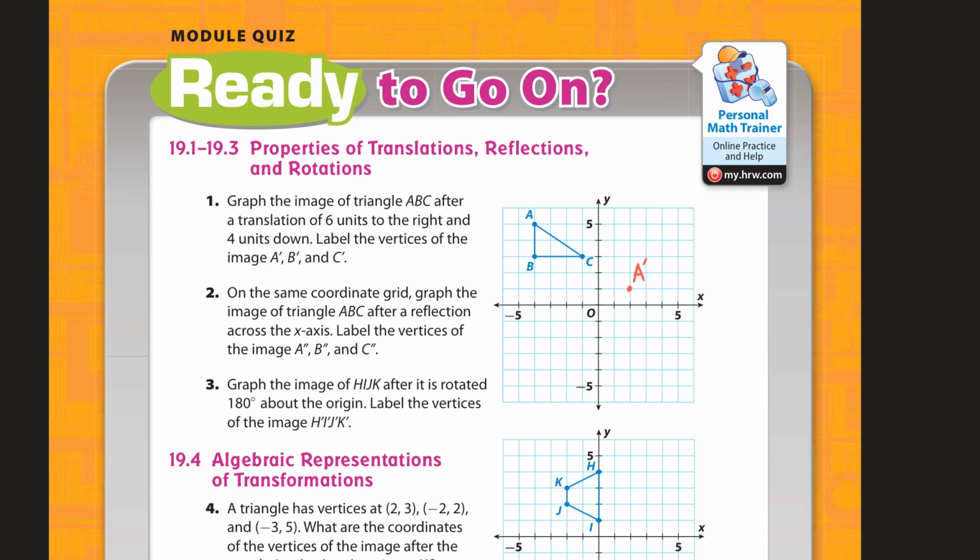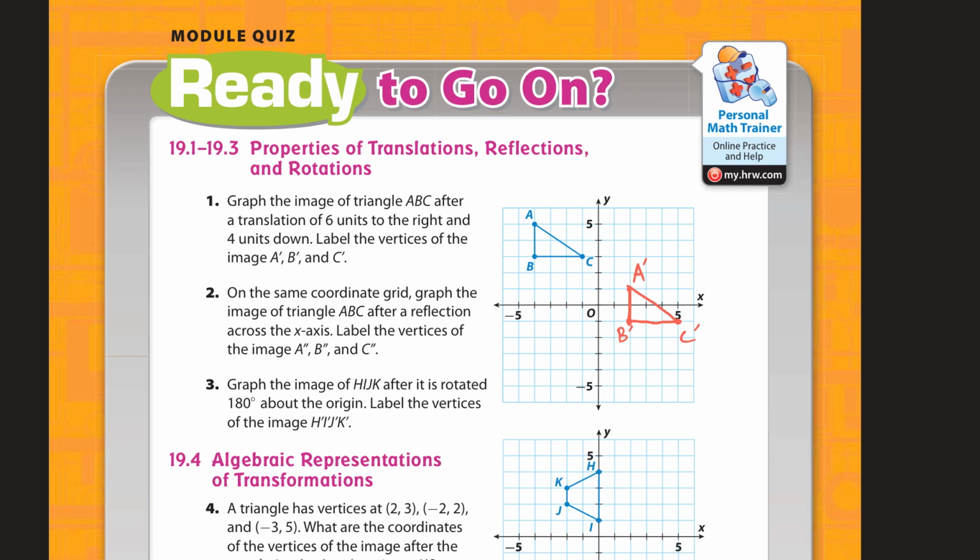B prime is down 2 from that, so B prime is right here. And C prime is 3 to the right of B prime, 1, 2, 3. So C prime would be right here. And there's my triangle right there.